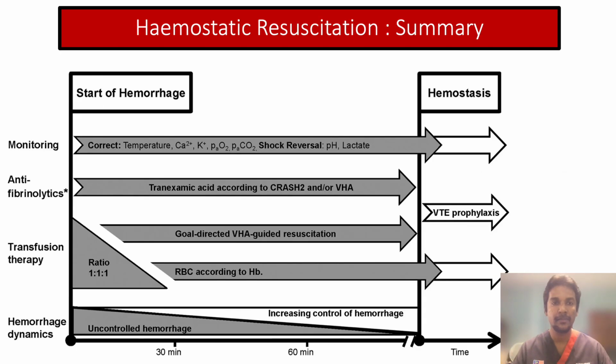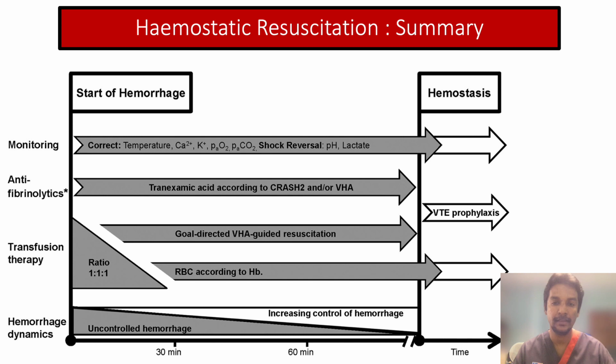This diagram summarizes the process of hemostatic resuscitation. Always monitor your temperature and electrolytes as well as pH and lactate level. Keep them within the normal range. Do not forget your antifibrinolytics, which is your tranexamic acid. Start your transfusion therapy with the fixed ratio transfusion of 1:1:1 ratio, and once you get your coagulation parameters back, shift to a goal-directed transfusion.